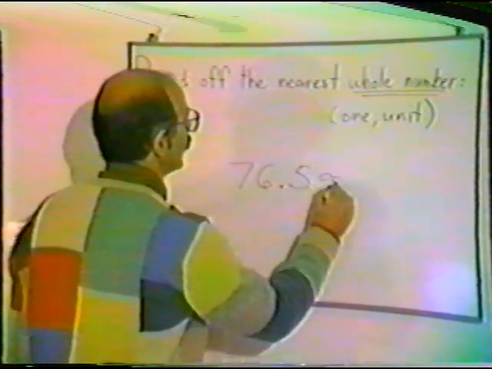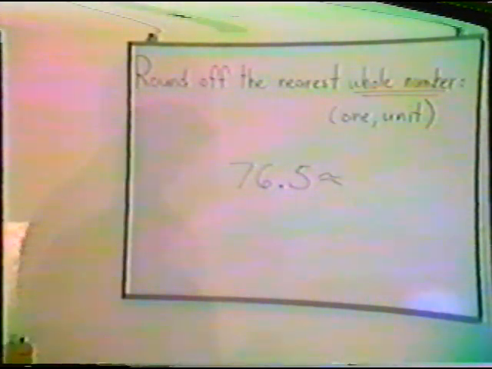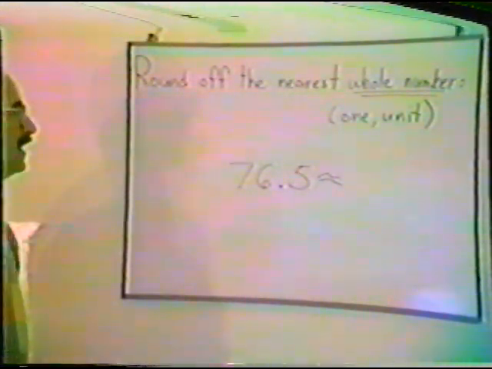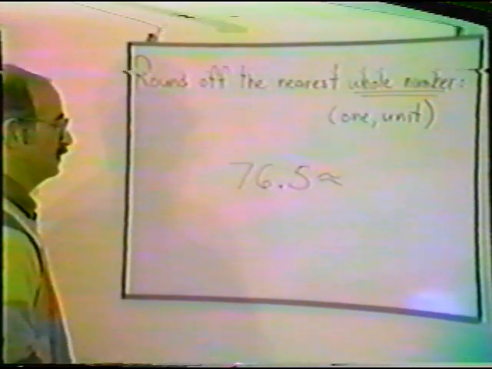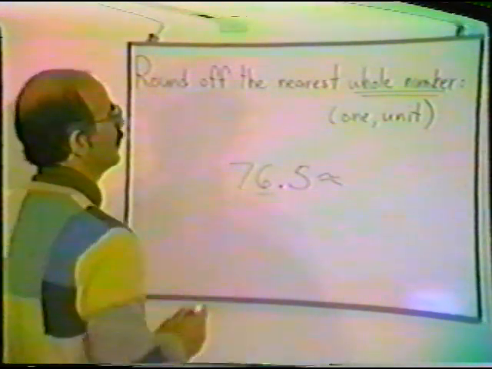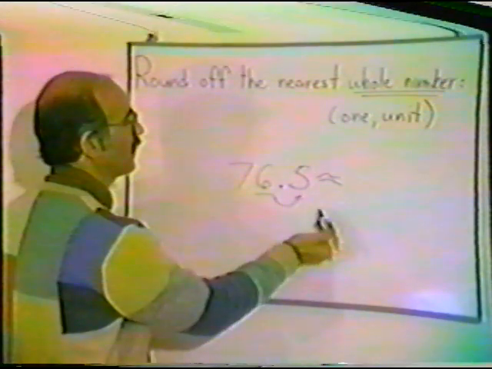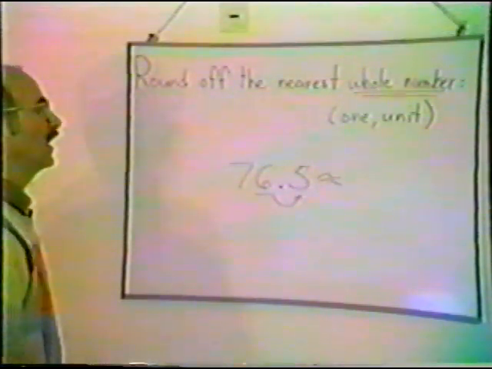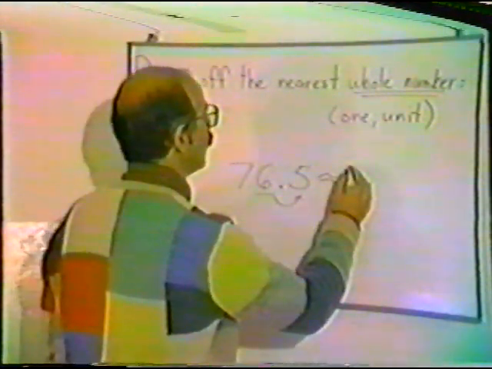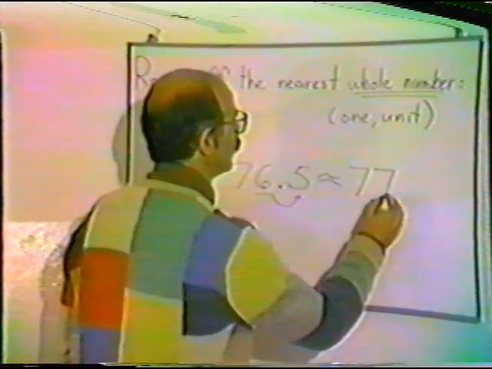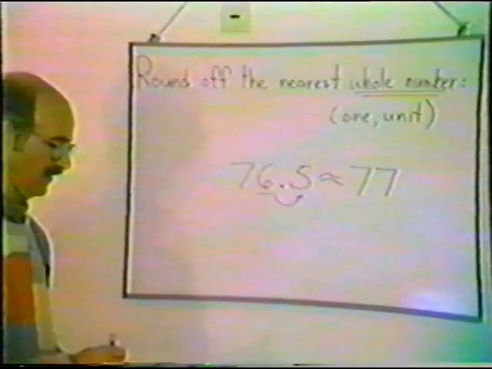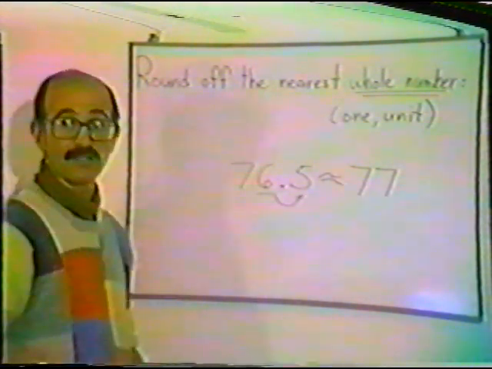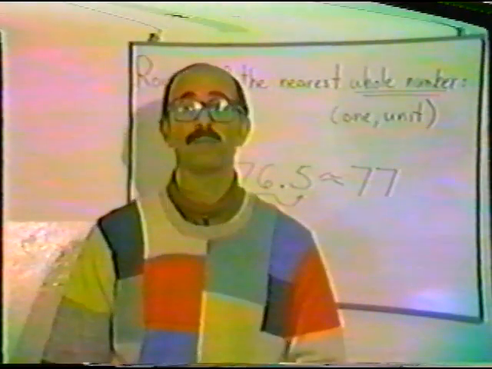76.5. Read that number to me. 76 and 5/10. What number is in the ones place? 6. The 6 is in the ones place. Arrow to the 5. The 5 tells us that what happens to the 6? It goes up. So we round it off to what? 77. 76 and 5/10 rounded off to the nearest whole number is 77.